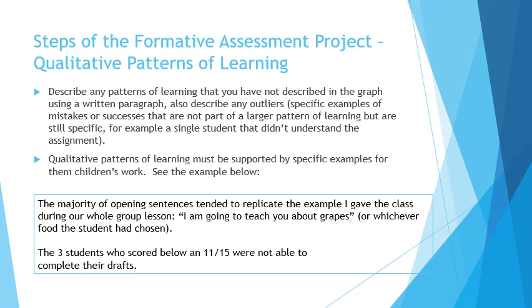So specific examples of mistakes or successes that are not part of a larger pattern of learning, but are still significant. For example, a single student that didn't understand the assignment, okay? Or, the majority of the students made mistakes in this learning outcome. However, 3 students also demonstrated a mistake in learning outcome 2, okay? And throughout your qualitative section, and you're just going to have a paragraph explaining the patterns, you must use specific examples from children's work. Okay, so don't just say the opening sentences tended to replicate the example I gave. Include a couple, 1 or 2 examples from the student's work of what the opening sentences looked like.